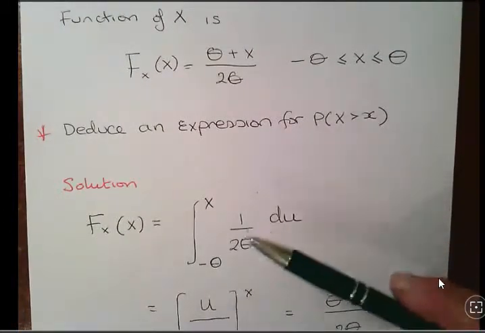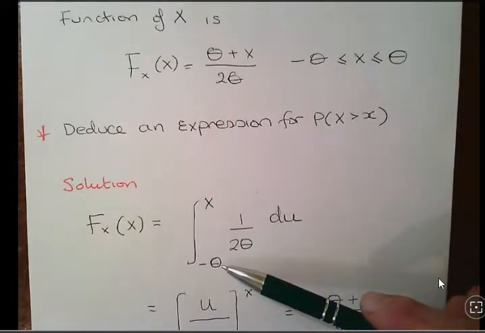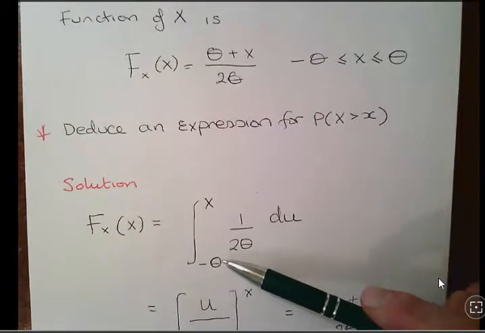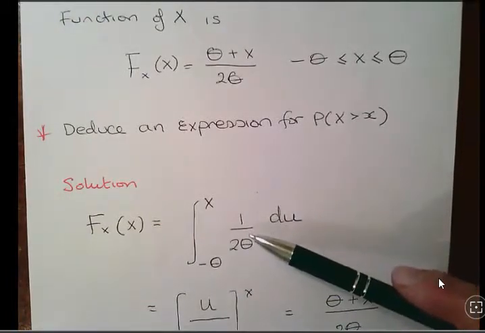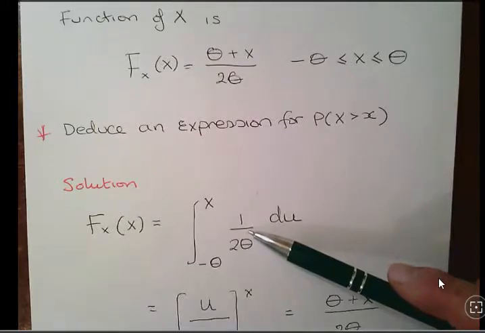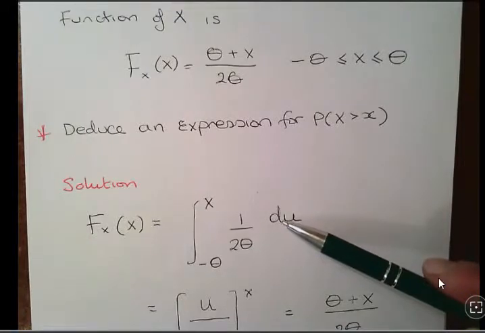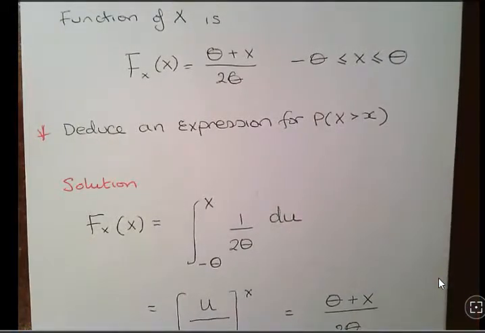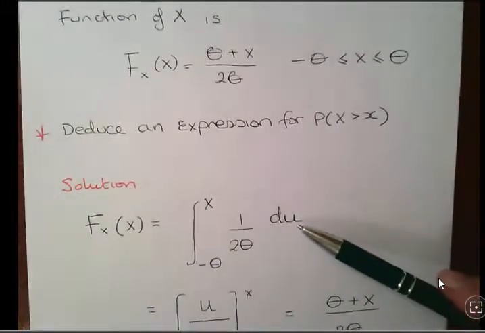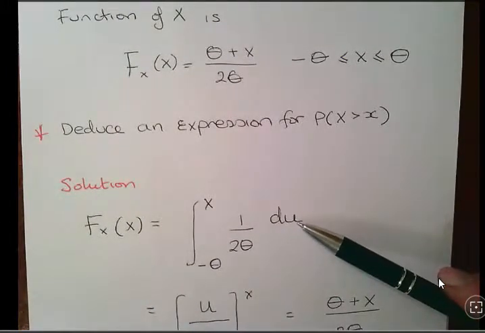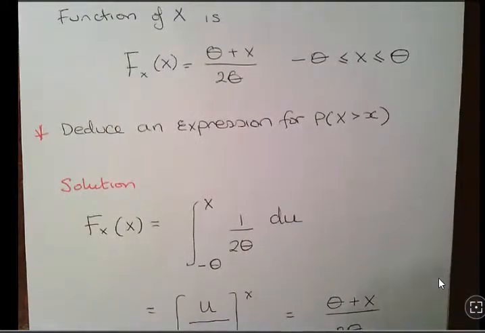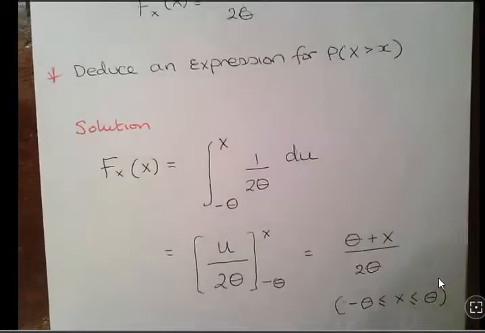Okay, so what we're going to do here is evaluate it. Correctly we should evaluate it from minus infinity to x, but between minus infinity and minus theta the integral is 0, so you can just ignore that step. So the probability density function is 1 over 2 theta, du. We're integrating with respect to u, so that the answer comes out as a function of x. In this step, this is important, we integrate with respect to u. It's a simple enough calculation actually.